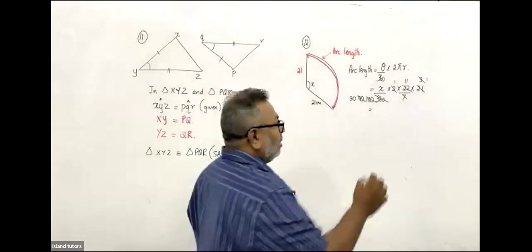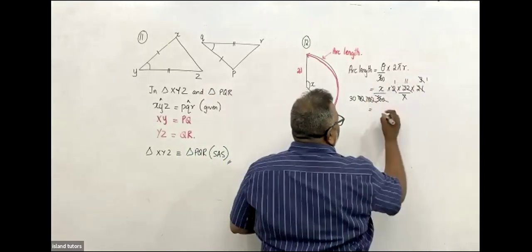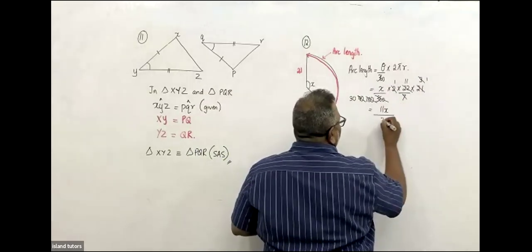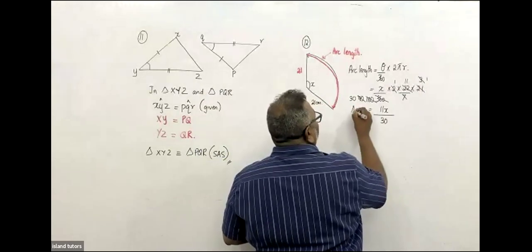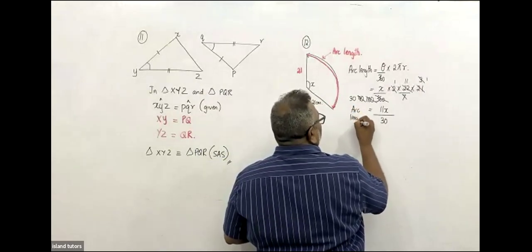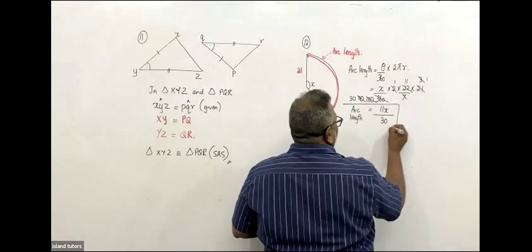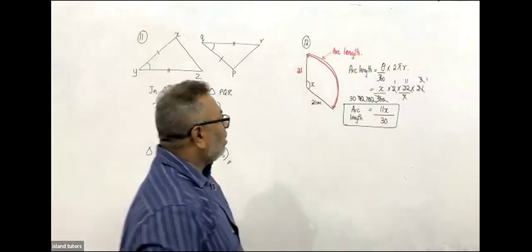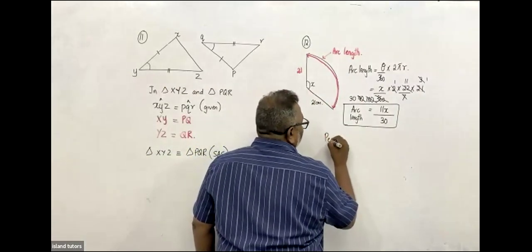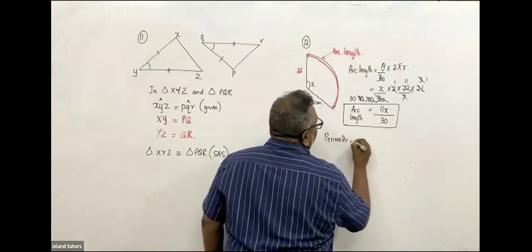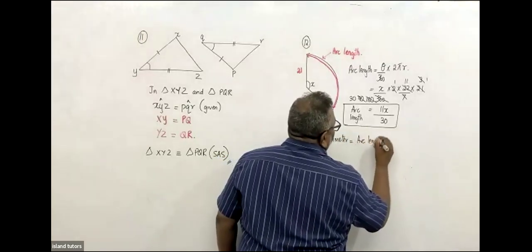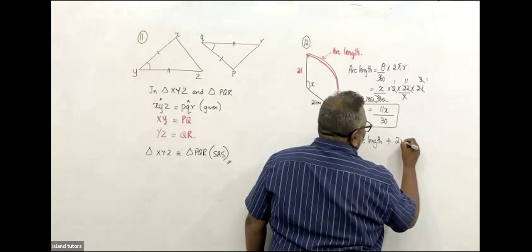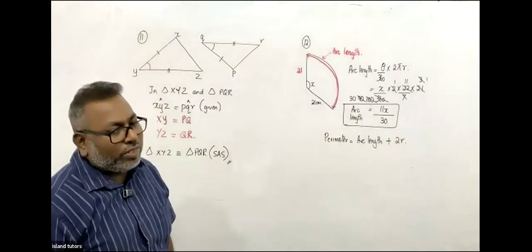So what are you left with? X multiplied by 11, which is 11x. 30 multiplied by 1, which is 30. So this is your arc length, 11x over 30. What is your perimeter? Perimeter is arc length plus your 2 radii. That's the perimeter of this sector.